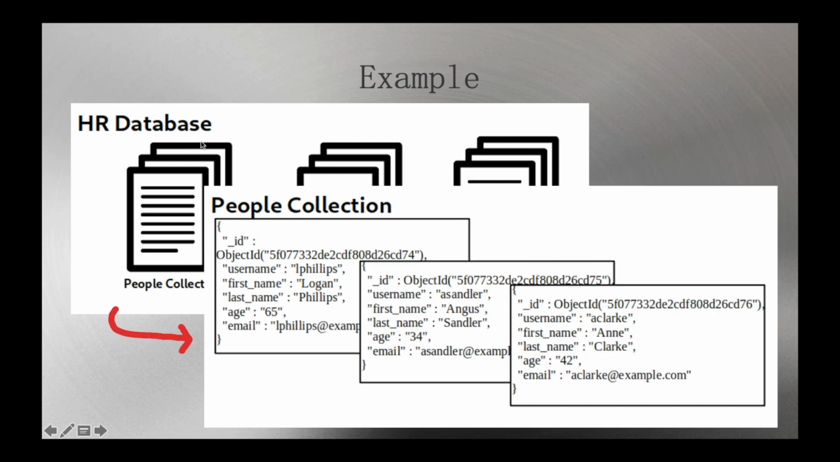Let's take an example of the people collection. This has 3 documents with various fields: ID, username, first name. These are the fields with the values. This is how data is stored in a NoSQL database.